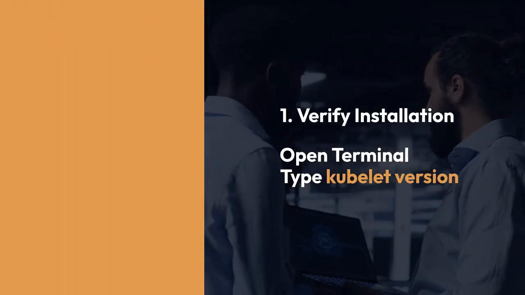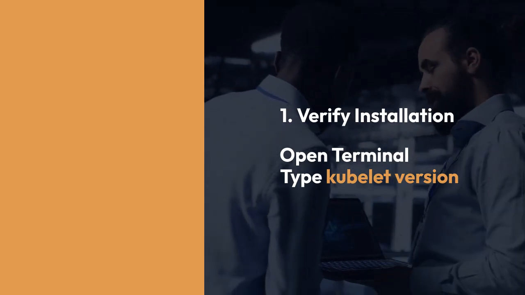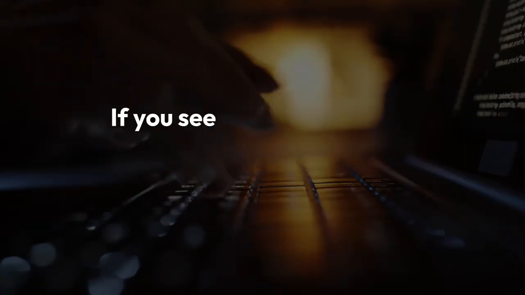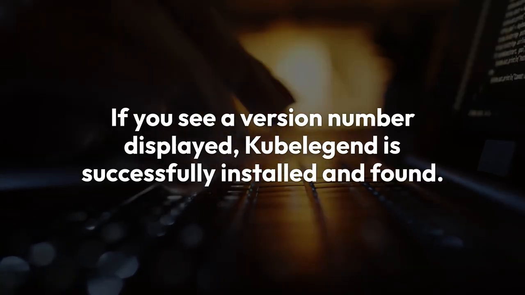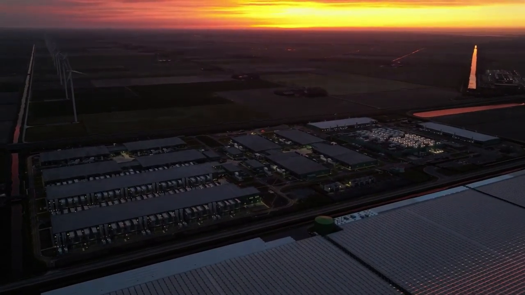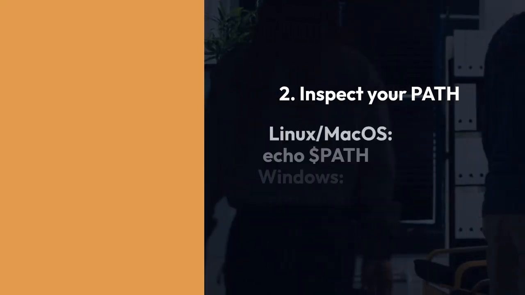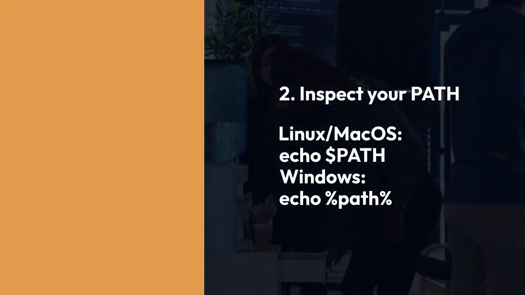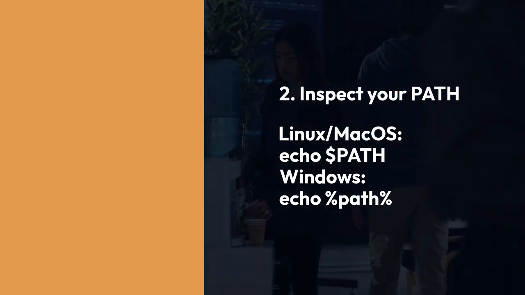After attempting an installation, open a new terminal window or command prompt. Type kubelogin --version. If you see a version number displayed, kubelogin is successfully installed and found. If it still reports command not found, then it's highly likely a path configuration issue. 2. Inspect your PATH. On Linux and macOS, type echo $PATH. On Windows, type echo %PATH%.